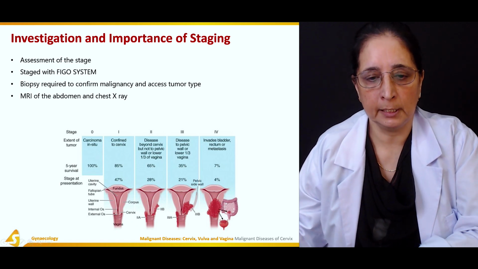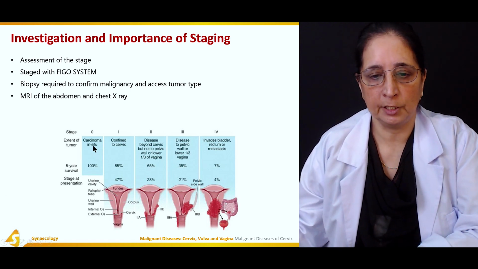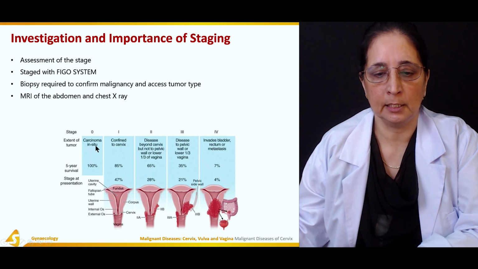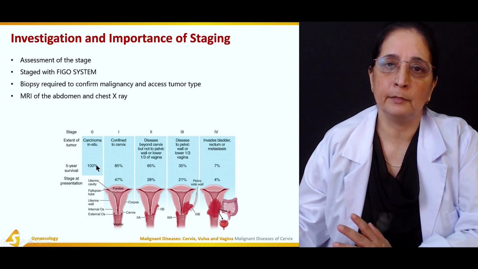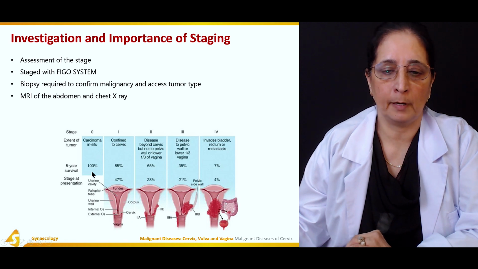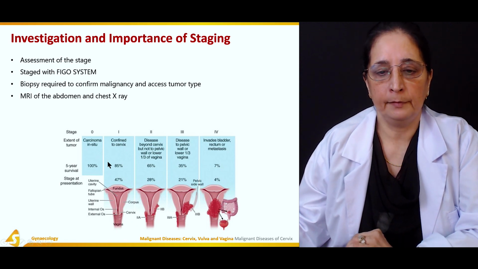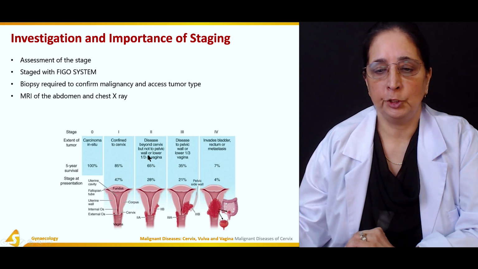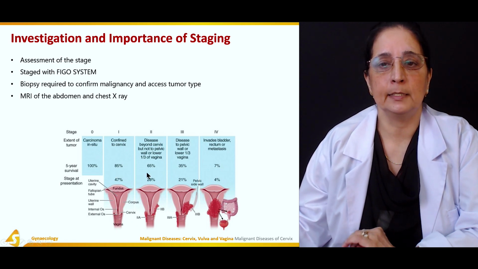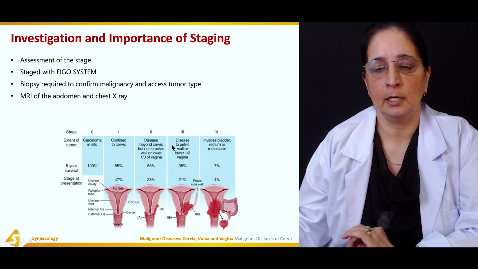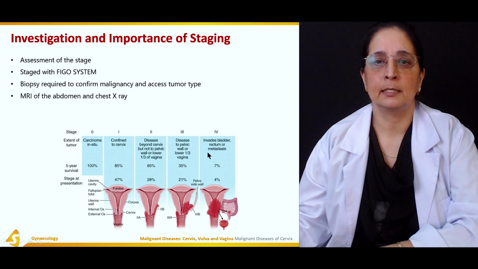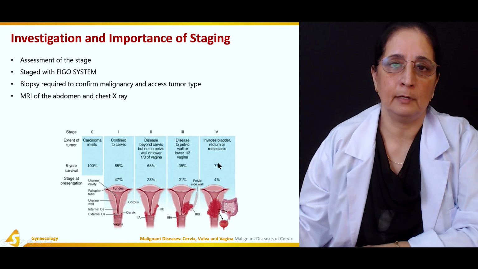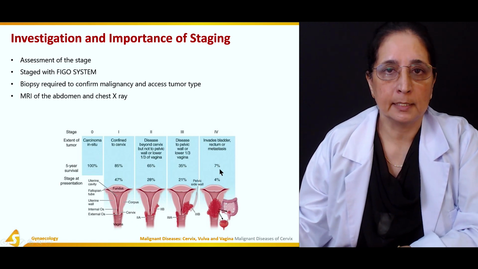So here if you see, this is the stage 0, which is carcinoma in situ. The 5-year survival is about 100%. If there is stage 1, the 5-year survival rate is 85%. If stage 2, 5-year survival is 65%, stage 3, 35%, and in stage 4, 5-year survival is very, very less, about 7%.